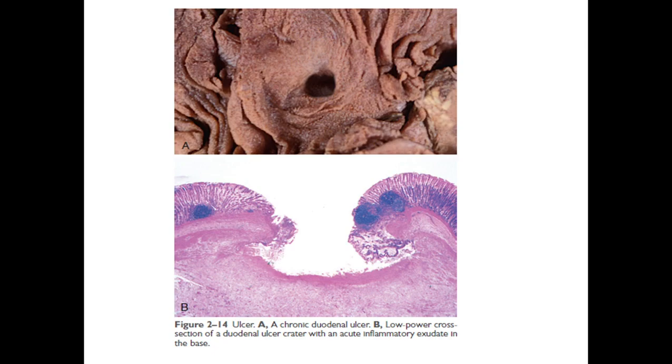This is the ulcer. The upper part is the chronic duodenal ulcer, gross appearance. The lower part, B, is a lower power cross section of the duodenal ulcer crater. Of course, this pit of the ulcer we call the crater, the ulcer crater, with an acute inflammatory exudate in the base. All this pink is inflammatory exudate in the base of the ulcer.